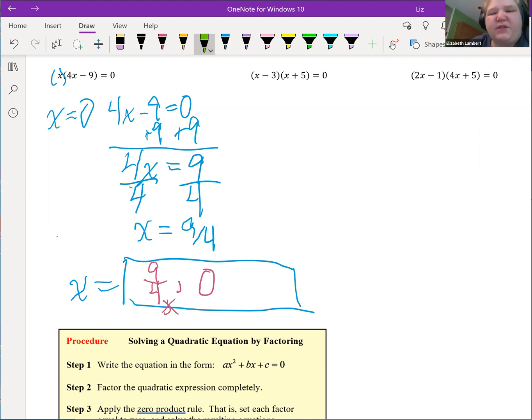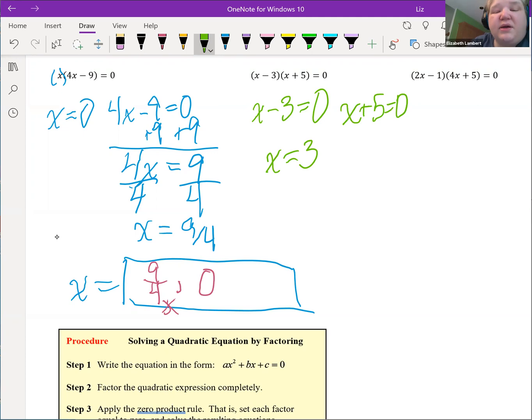All right, so our next one looks like a more normal quadratic. x minus 3 times x plus 5 is equal to 0. So again, each of those binomials are in parentheses. The product is in between them, so each thing being multiplied is set equal to 0. Either x minus 3 equals 0, and we'd add 3, and we get x equals 3 as one of the solutions, or x plus 5 equals 0, and we would subtract 5 to get x equals negative 5.